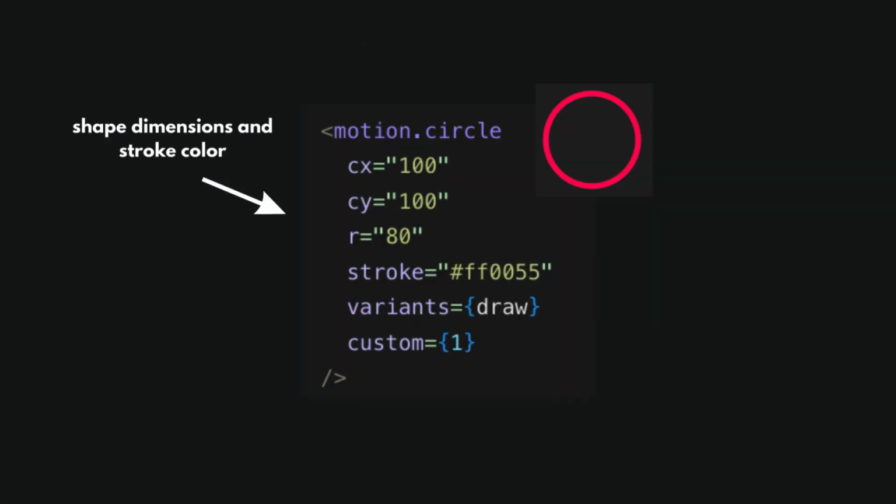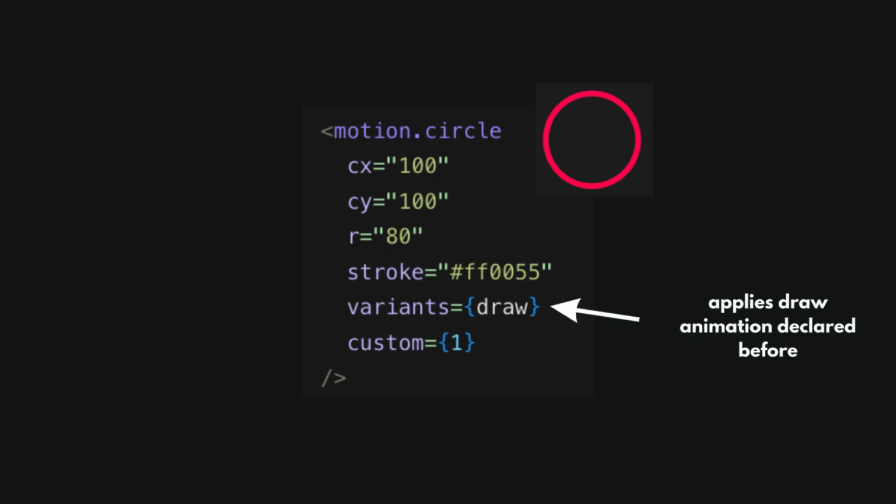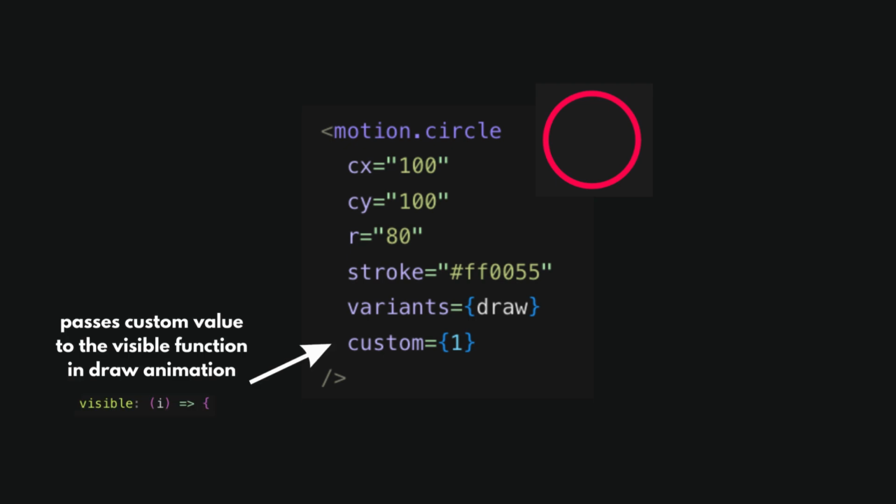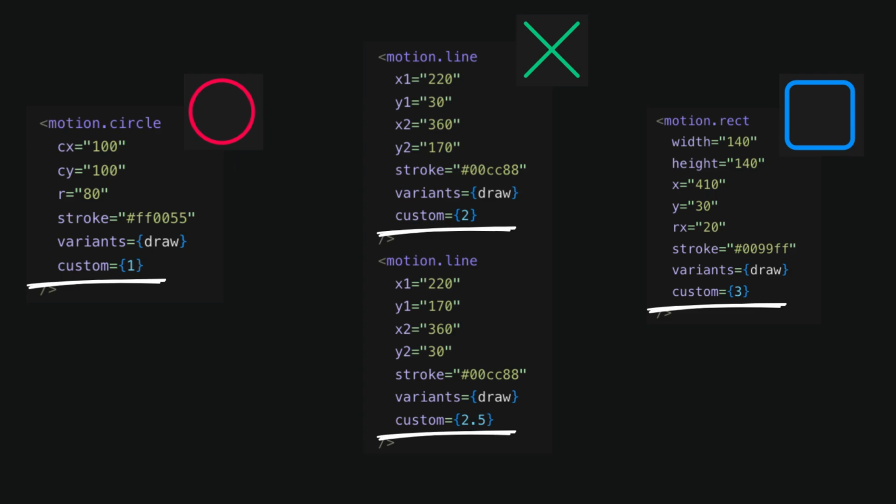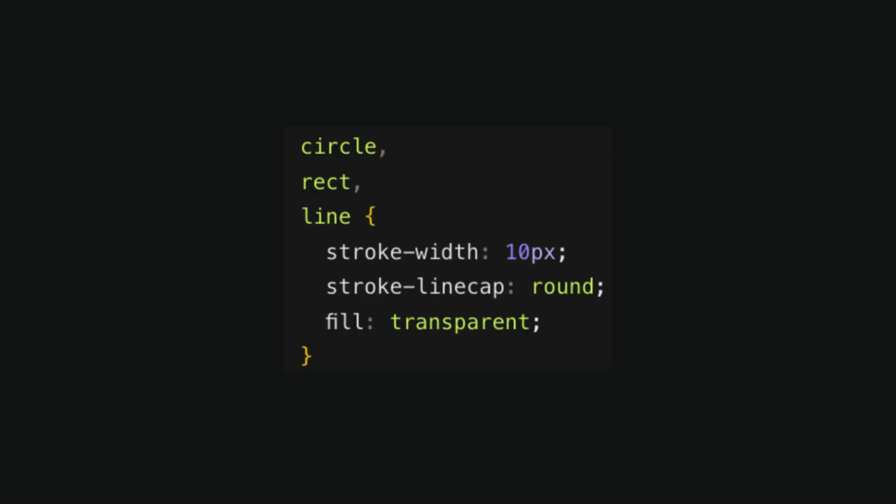The first 3 props define the dimension of the shape, the variants prop applies the previously defined animation function, and in the end, we pass the custom value which the draw function takes as an index. You can see how the custom value is set to delay the drawing of each shape. Of course, there should be a simple CSS styling for 3 shapes.